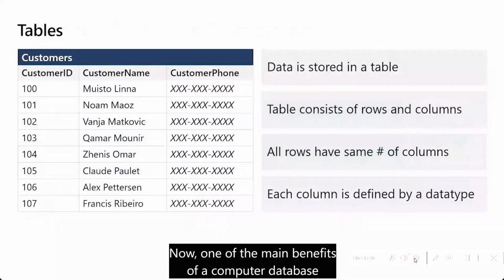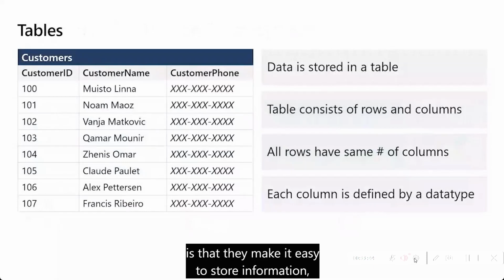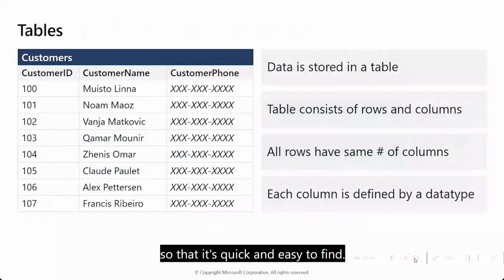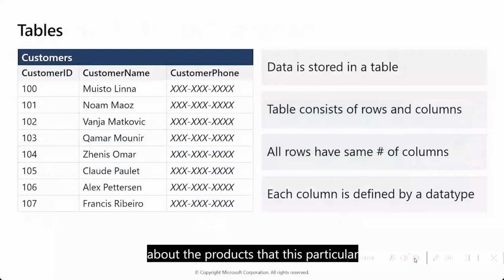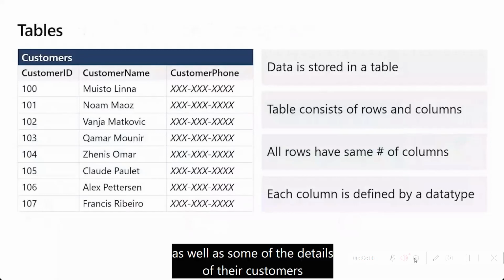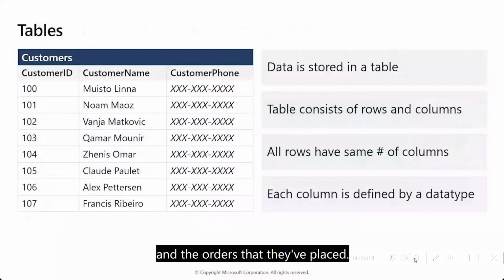Now, one of the main benefits of a computer database is that it makes it easy to store information so that it's quick and easy to find. For example, an e-commerce system might use a database to record information about the products that this particular e-commerce site or organization might sell, as well as some of the details of their customers and the orders that they've placed.